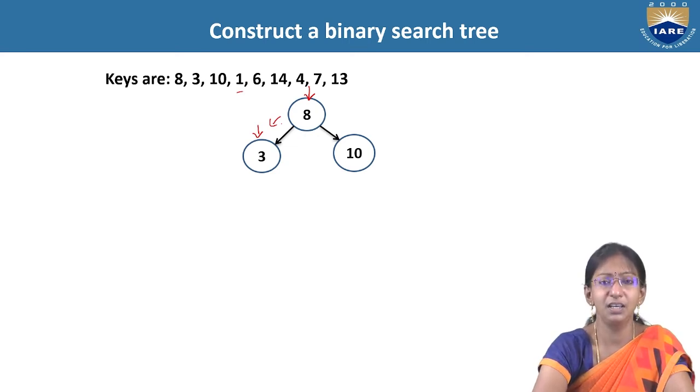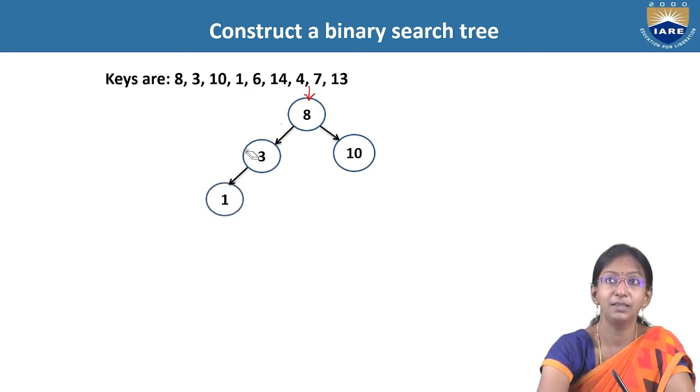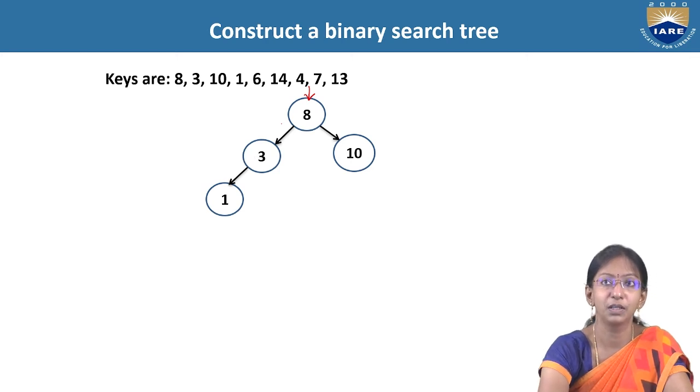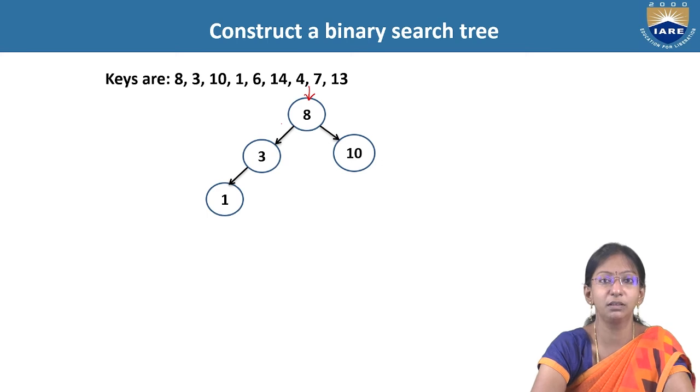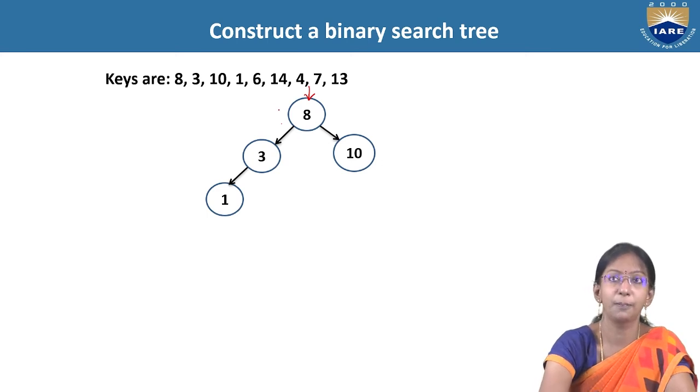As it is supposed to be in the left subtree of 3, is 3 having any left subtree? No, it is not having any left subtree. So make it the left child of 3. So I made 1 the left child of 3. So guys, have a look at this one. Whatever element I am inserting is getting settled as a new leaf node. So in BSTs, the newly inserted element will always be inserted as a leaf node.